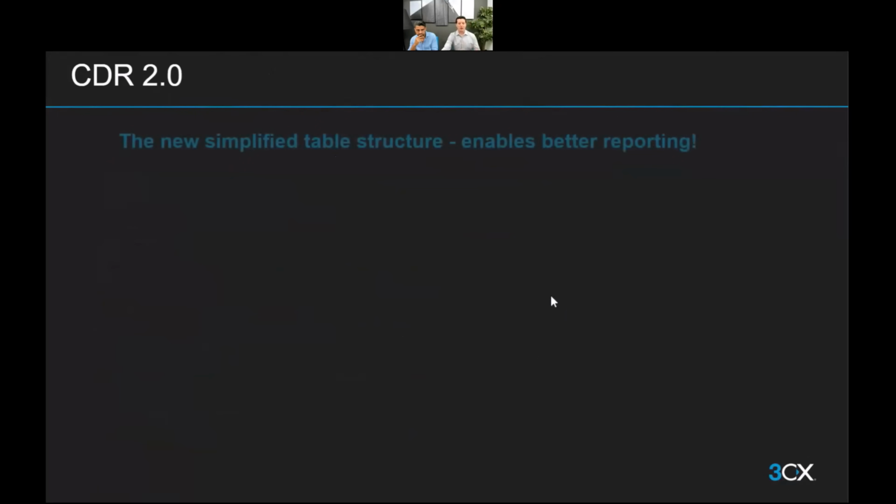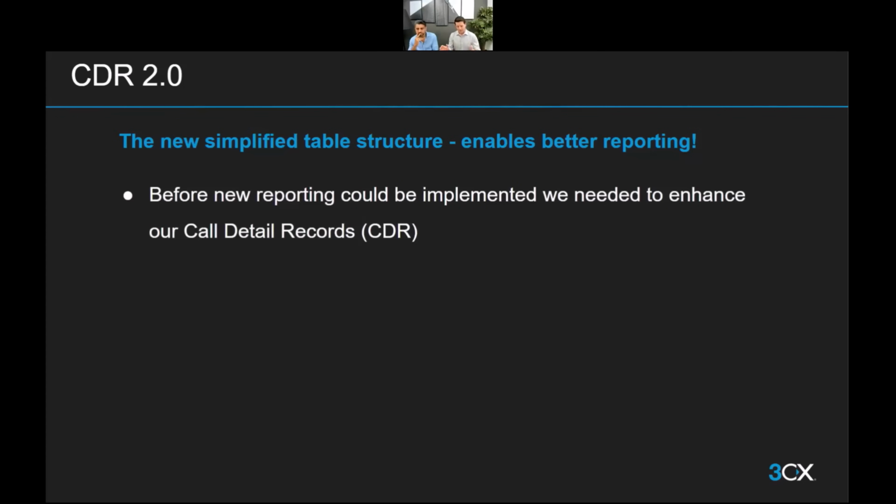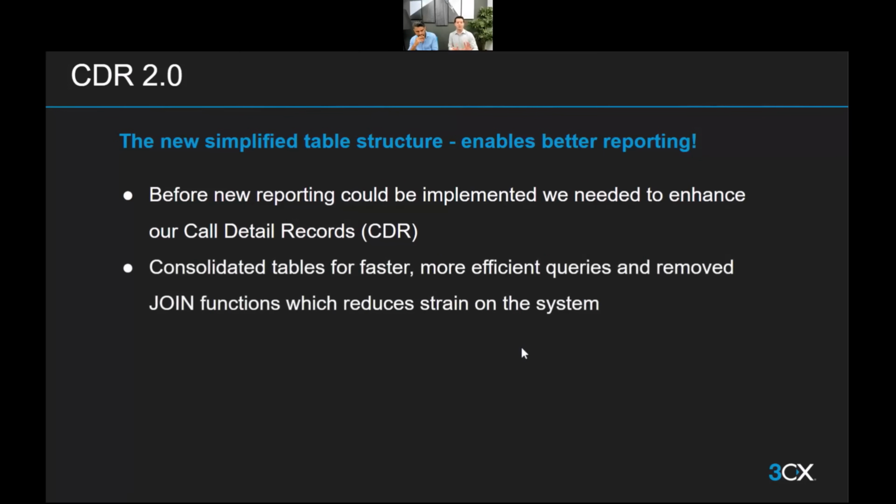With CDR 2.0, what we've done is gone in and taken 7 or 8 tables, and we've consolidated them. Some of these tables were a bit fragmented potentially. All of this streamlining of our tables in the CDR is enabling better reporting, because you've eliminated that join function, which takes a lot of processing power. We needed to do this before we could release the new reports. Consolidation of these tables enables a lot faster, more efficient queries, and ultimately reduces system strain, which, as I was saying earlier, means you can take that processing power and use it to process your calls, which is core functionality.